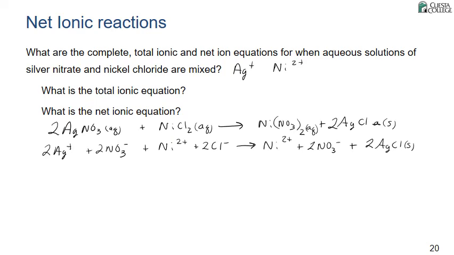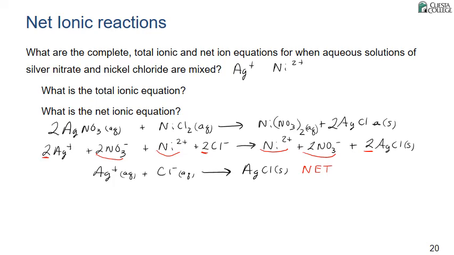Looking at the equation, the spectator ions are going to be nickel and nitrate. So the net ionic equation is going to end up being Ag plus aqueous plus chloride ions aqueous go to form silver chloride as a solid. I've left out the coefficients of 2 for each of those because I could readily see that the coefficients of 2 could be reduced and replaced with 1s to show the net ionic equation here at the end.